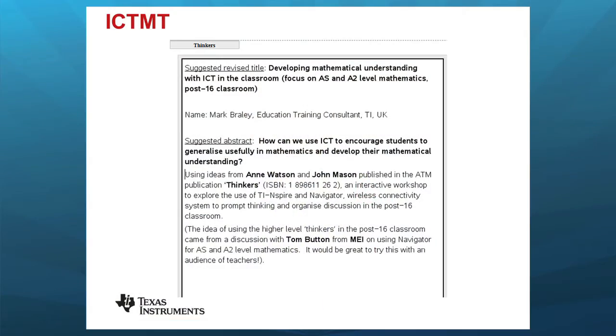Another example of using this technology is in questioning. During the summer, we had a discussion with MEI and a detailed discussion with Tom Button from the MEI, who's presenting tomorrow. And this was around post-16 questioning. So the examples that we saw before are really middle school mathematics, Key Stage 4. So now we're talking about Key Stage 5, and we're talking about post-16, advanced level mathematics.